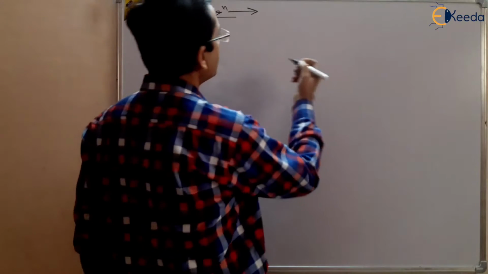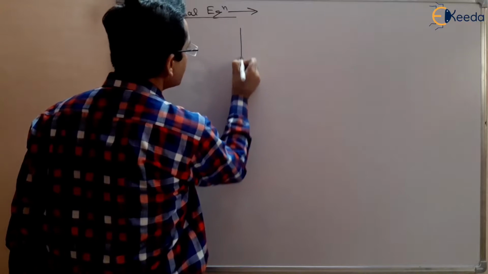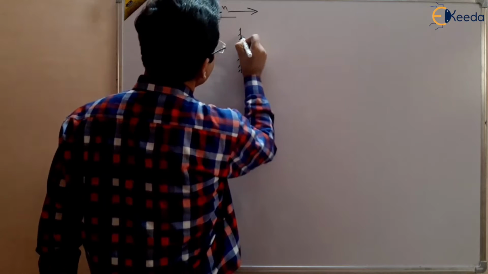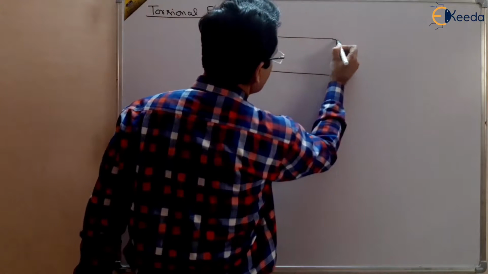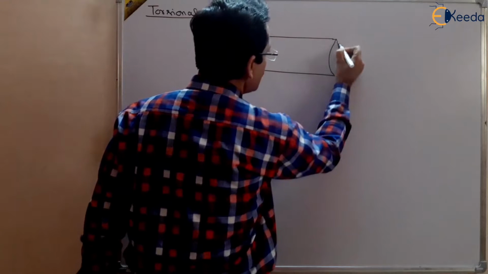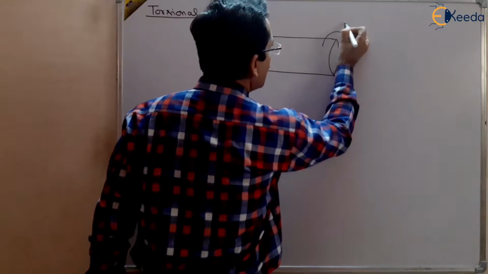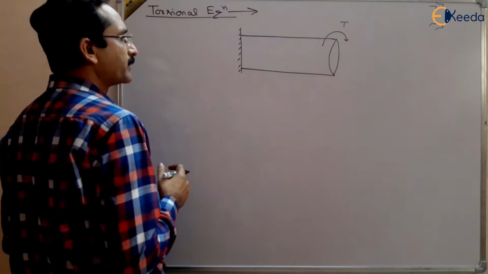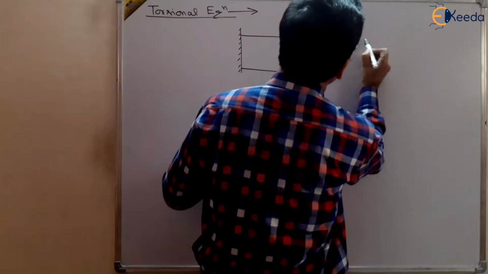So suppose we have a circular shaft. Let us have a circular shaft like this. This is our circular shaft, and a torque is applied to the shaft. And we have already seen that there is some shear stress developed when we apply a torque to this shaft. So what will happen?